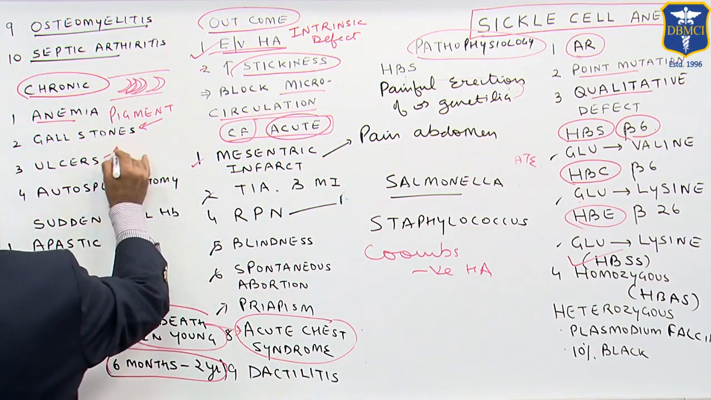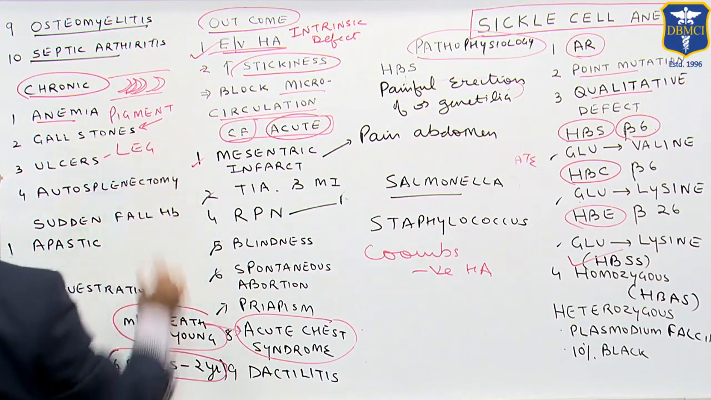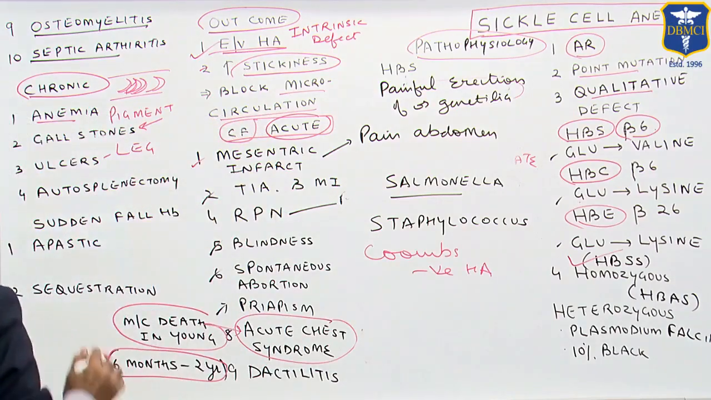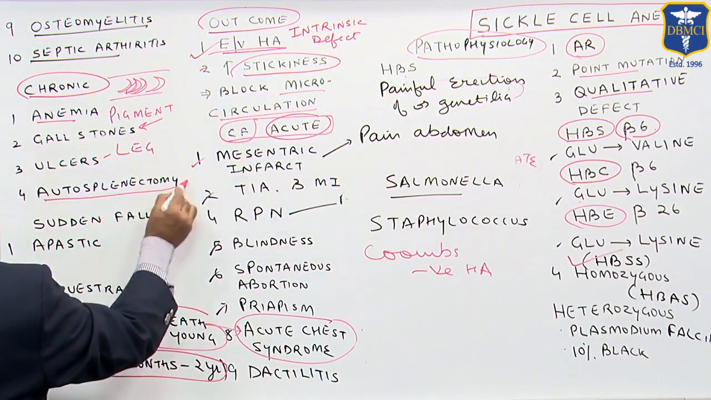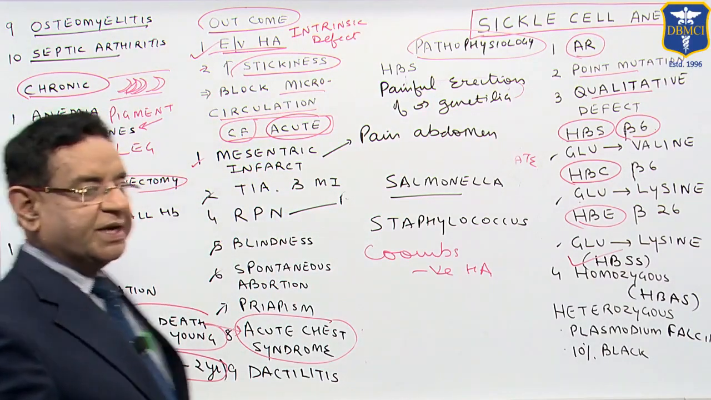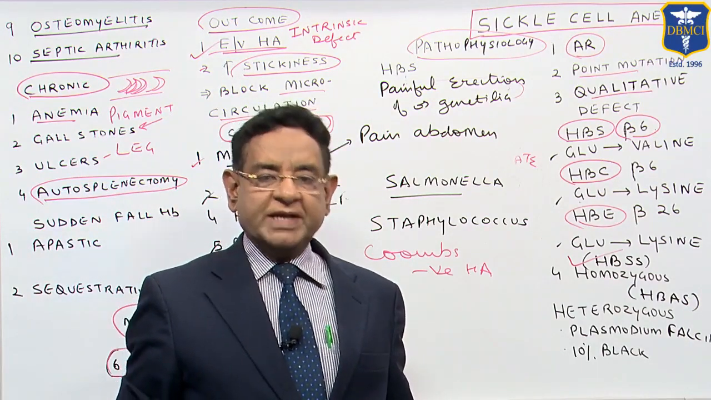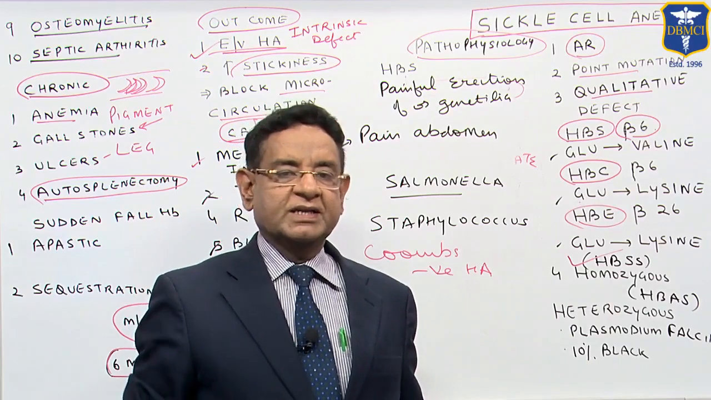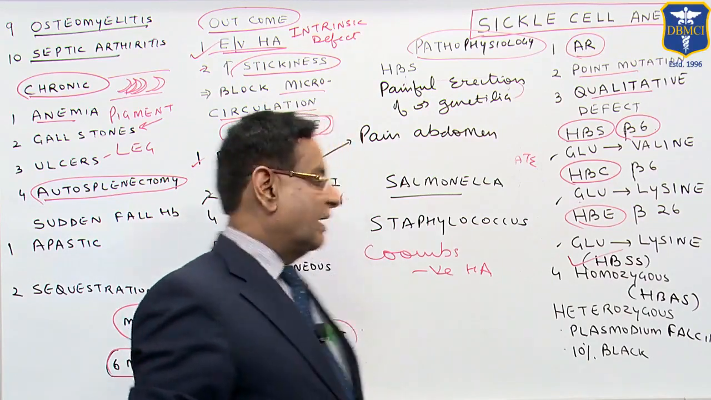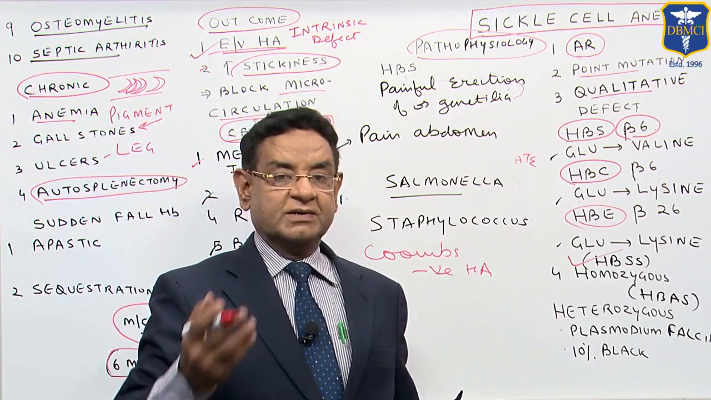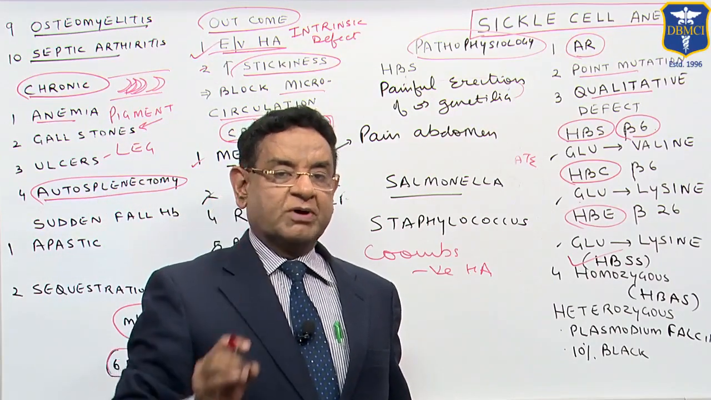Ulcers are very common in the leg areas. Leg ulcers are very common in these patients. Patient may have autosplenectomy because of repeated infarction in the spleen. So usually in a child above 10 years in sickle cell, spleen is not palpable. But one thing, you should be very cautious about it.